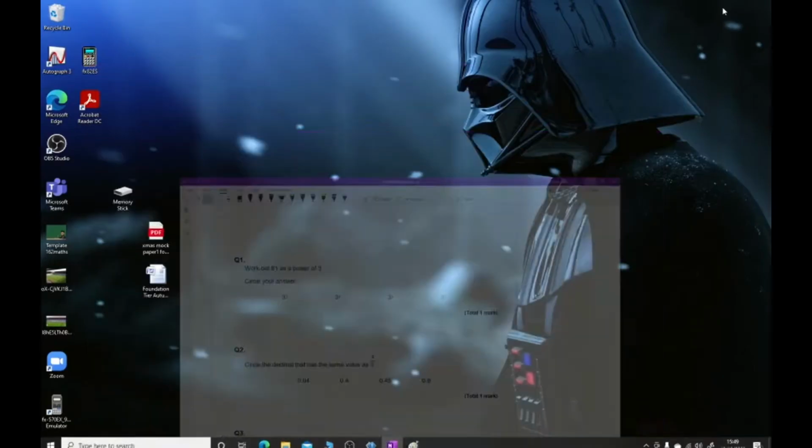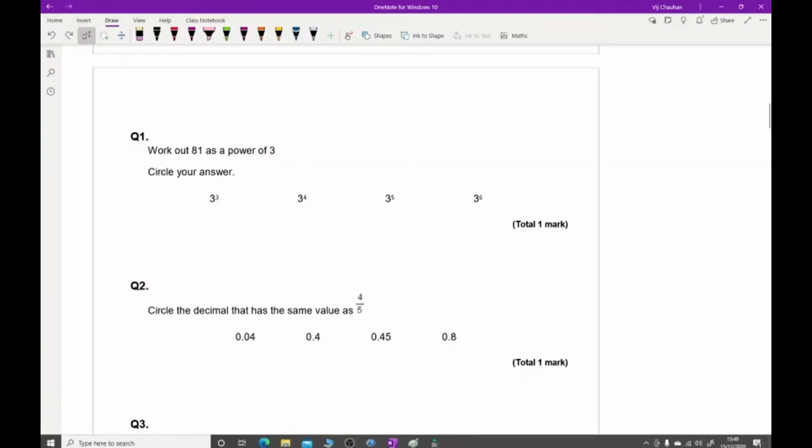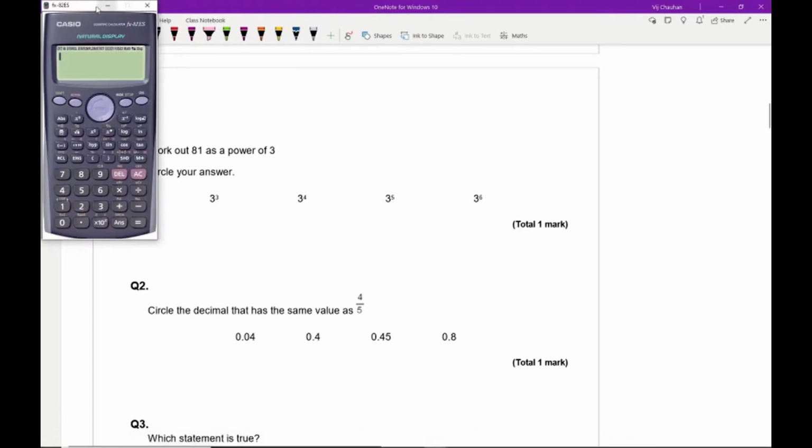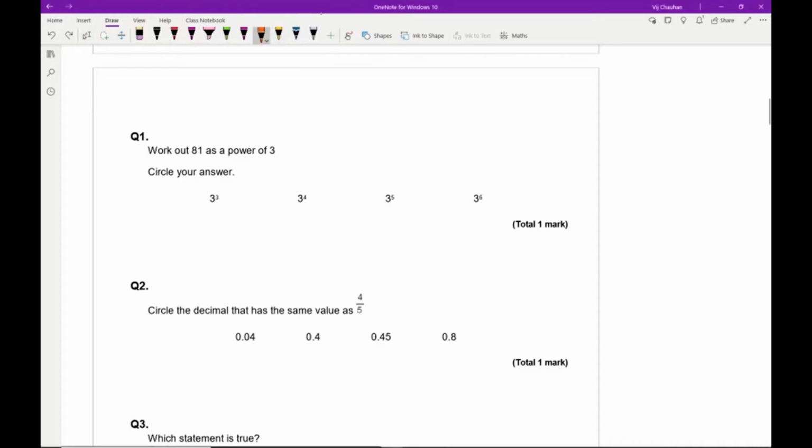So if I just quickly load up my calculator, and hopefully it loads up. There we go. So for example, if I've got this calculator, which most people do have, if I enter 3 and then press this little x with a square above, type in 3 equals, so 27, it's not that one. 3 to the power of 4 gives us 81, and that is the correct answer. So I'm then going to circle this.